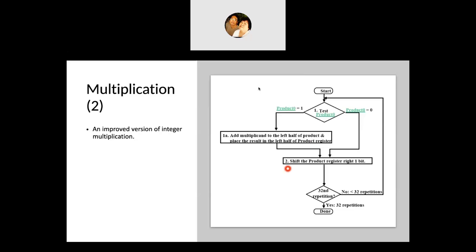And how about step number 2? Shift the product register right 1 bit. Now you notice that we have only two steps, step 1 and step 2. But step 1 can have step 1A, or maybe we can skip step 1A depending on the product zero, whether it's 1 like this or 0. And we repeat the loop. In the case of a 32-bit calculation, we repeat this loop 32 times.